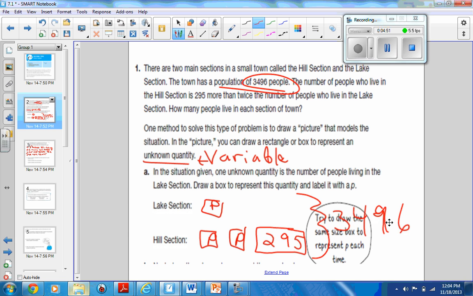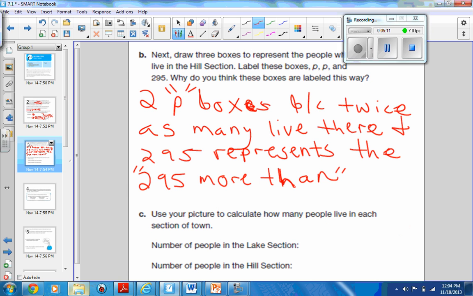Once we know how many live in that lake section, do you think we can figure out the hill section? Well, yes, obviously, once we figure out the lake section, we can just figure out that hill section because we've got that P value. And we know that it totals 3,496. So I want you to go back to question C, and you're going to pause the video. You're going to think about it. What method can you use to figure out this total? Once you've figured it out, then you can come back and look at it.